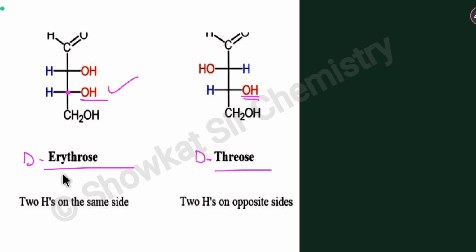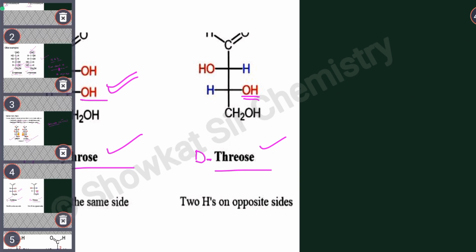You should not get confused here. Whenever OH is on the right hand side on the last chiral carbon, it will be your D, and whenever it is on the left hand side, it will be L. So in both these cases, erythrose and threose, you have to remember these are both D. Now let's move ahead.